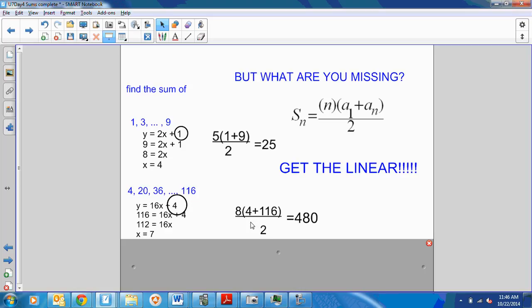4 plus 16 is first and last, divided by 2, it's 480. So that's what you have to do. And it might get a little more complicated to say, well, okay, maybe this is a sub 6, and maybe this is a sub 42. We'll have the spacing for that, but you can still do that same process. So that's how to find an arithmetic sum when you're missing the number of terms.